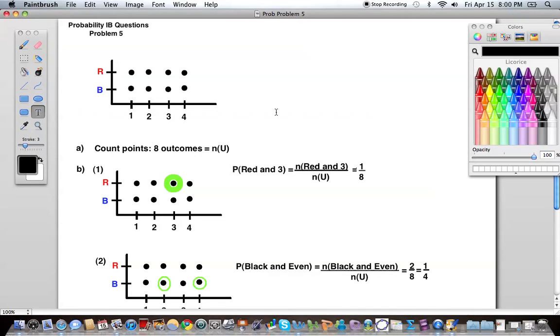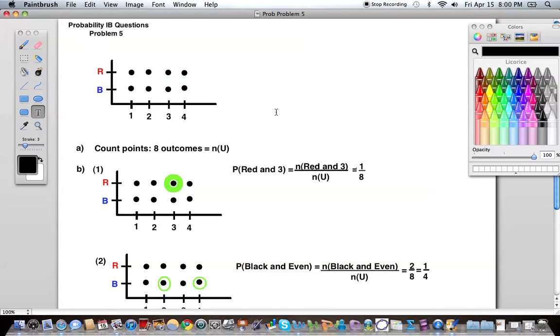Probability IB questions, problem 5. In this question, Sam has two unbiased four-sided spinners. The first spinner has two black sides and two red. The other spinner has integers 1 to 4.